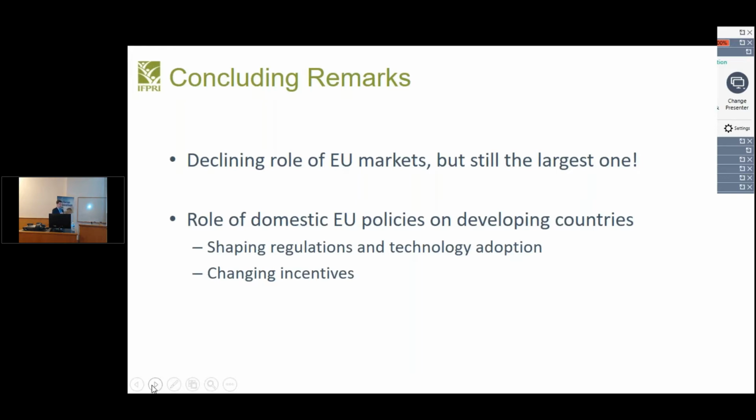And as with the sugar example, you see how changing EU domestic policies that have been designed to set incentives for EU farmers and EU agri-processors and so on will also affect the global value chain. We can also have a similar discussion about the fertilizer industry, knowing that Africa is still using a lot of inputs coming from Europe.